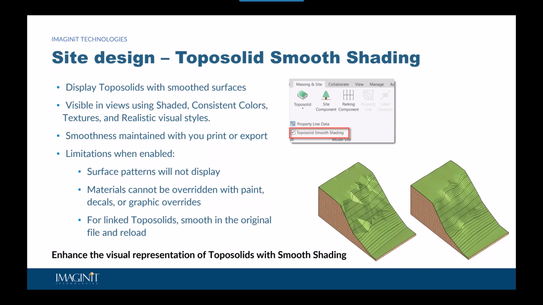There are, however, some limitations, such as surface patterns of TopoSolids will not display when TopoSolid Smooth Shading is enabled. You cannot place decals on a smooth TopoSolid. Material displays cannot be overridden with paint or other graphic overrides. And if the TopoSolid is a RVT file linked into the host, users have to smooth it in the original RVT file, then reload it into the host to see the smooth shading in the host file.